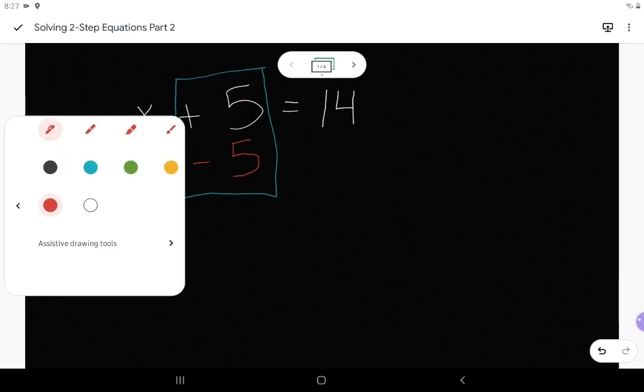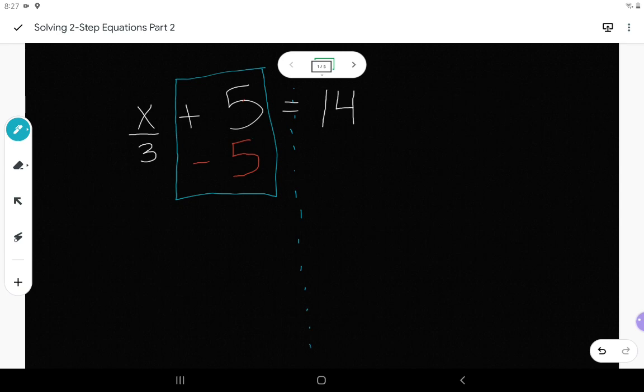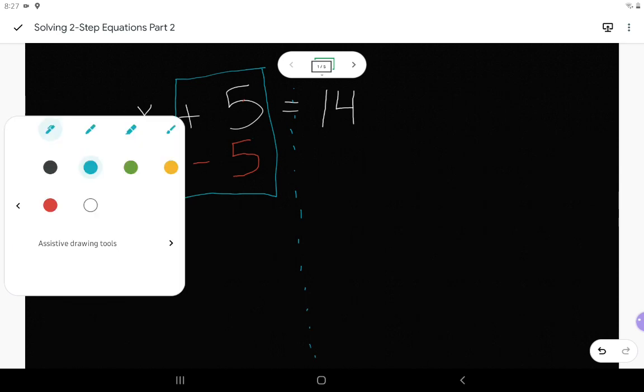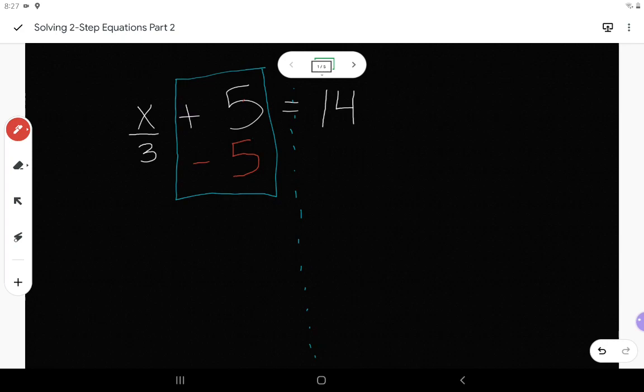Now remember, our equals sign says that everything on both sides needs to be done the same. Whatever I do on the left side, I have to do on the right side because I have to keep everything balanced. Both sides want to be treated equally. So if I subtract 5 on the left, I also have to subtract 5 on the right. The added 5 and subtracted 5 cancel each other, and now I'm left with x over 3 is equal to 14 minus 5, which gives me 9.